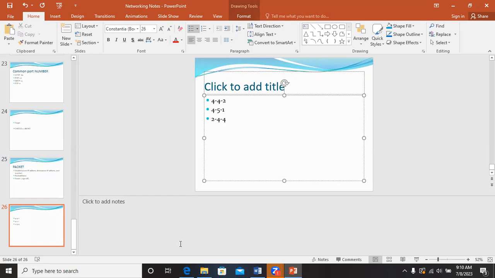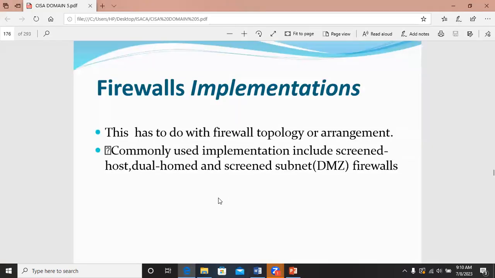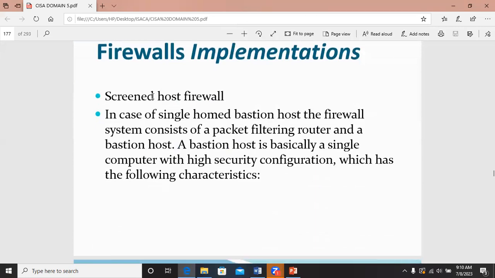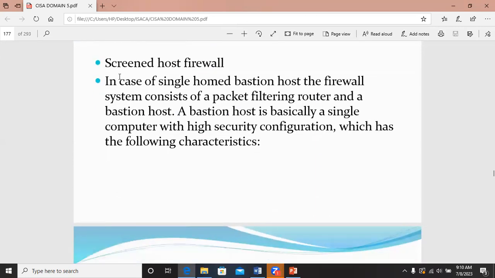The same thing is also applicable in firewalls. We have different types of firewalls we are going to use, and how are you going to arrange them? That is what we mean by firewall implementation, the arrangements. So you have the screened host firewall arrangement. This area is important.